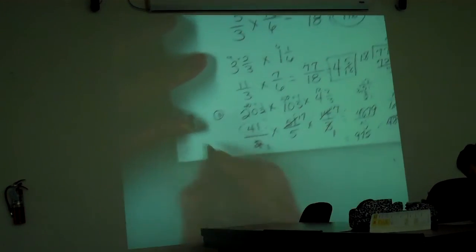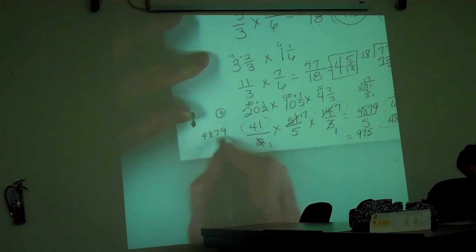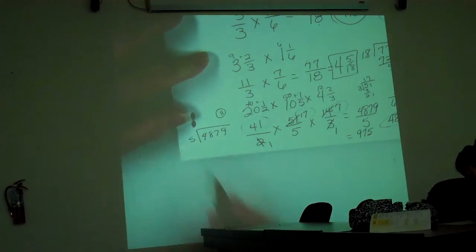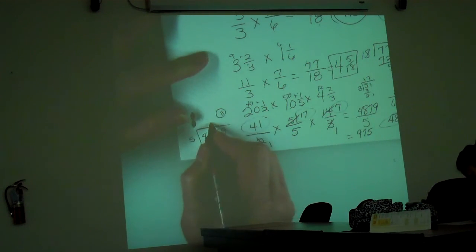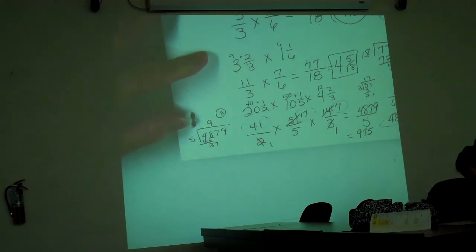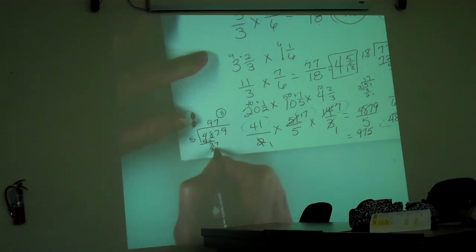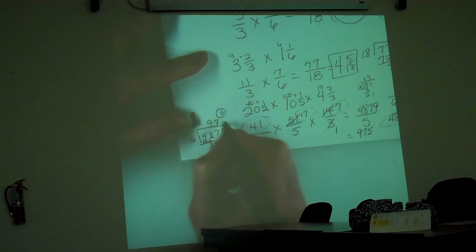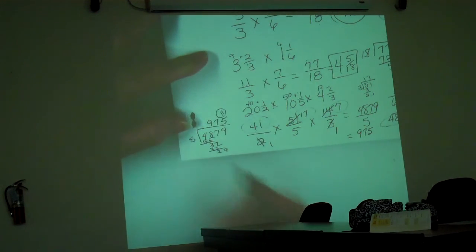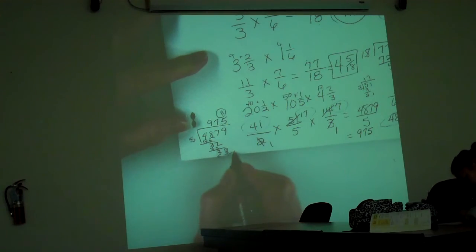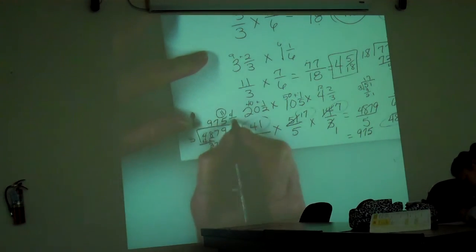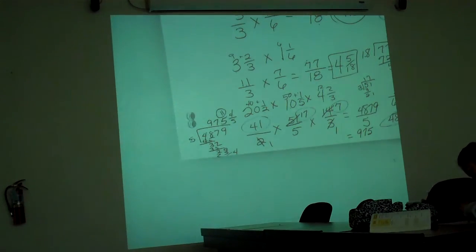4879, let me see, 4879 divided by 5. You got 5 will go into 48, 9, 45. And then 5 into 37 is 7. 7 times 5 is 35. 29. 5 into 29 is 5. 5 times 5 is 25. So the remainder is 4. So you have 4/5. And if you look in the back, that answer's right.